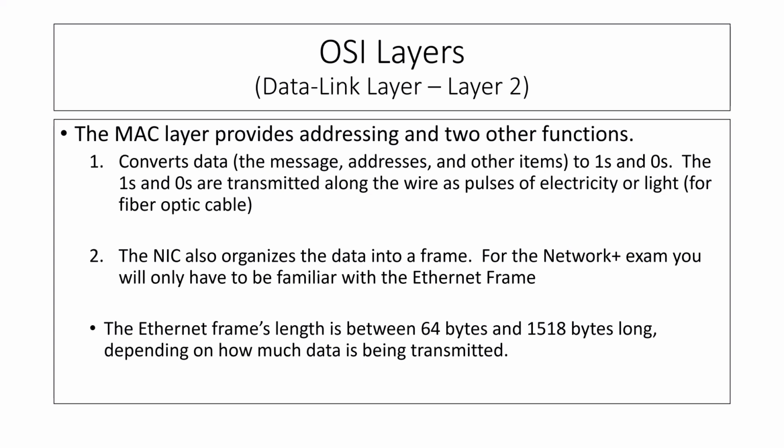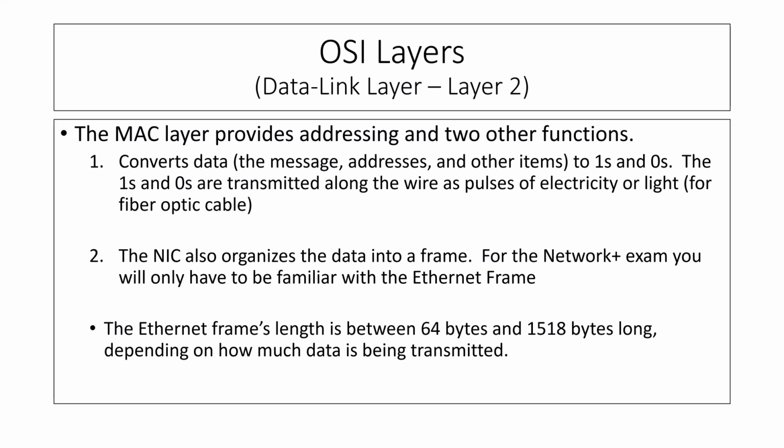And the MAC sublayer actually provides two other functions that we need to discuss. The first is it takes our message, our email, in the case of the last example, and it translates that from semi-human readable and machine readable into ones and zeros, and transmits these ones and zeros as either pulses of electricity for copper cable or light for fiber optic on the network.